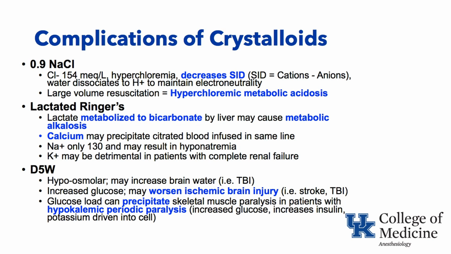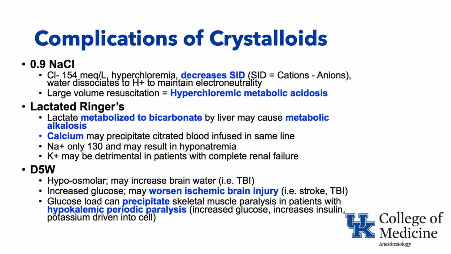D5W, very hypoosmolar, and the water can increase brain edema in traumatic brain injury patients. Glucose is bad for an ischemic or injured brain. If you have an ischemic brain and a high glucose load around, that glucose can be anaerobically metabolized to more acid, worsening brain injury. So providing a dextrose-containing solution to someone who has a traumatic brain injury or stroke is probably not a great idea unless they're hypoglycemic.